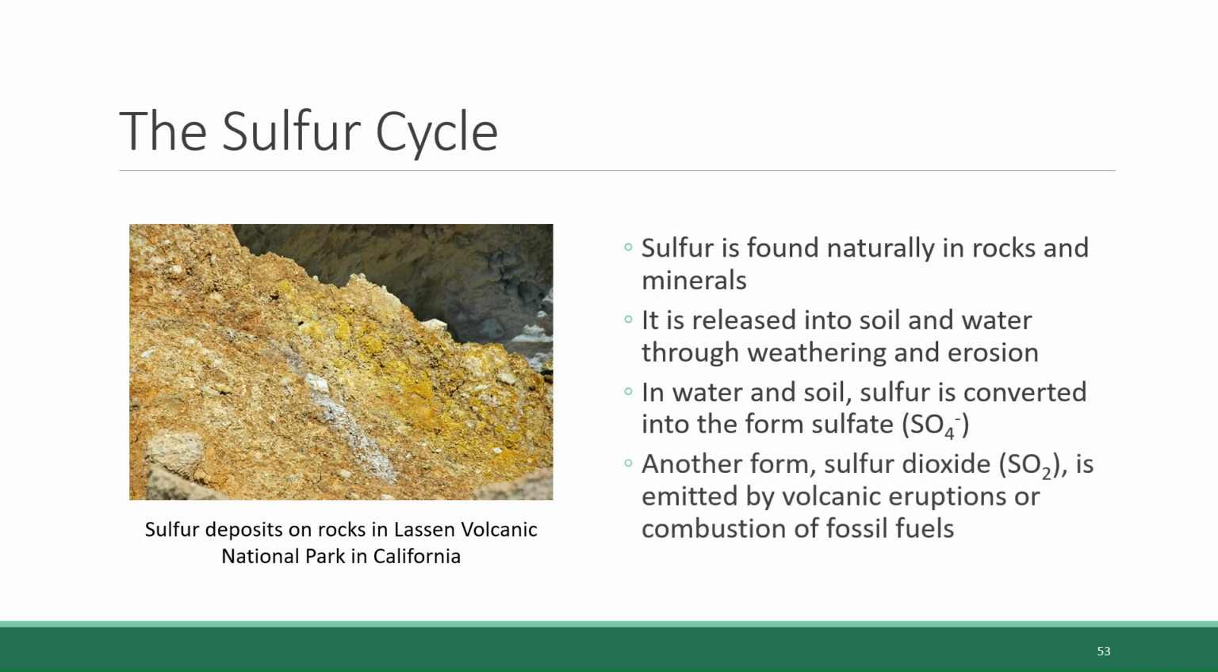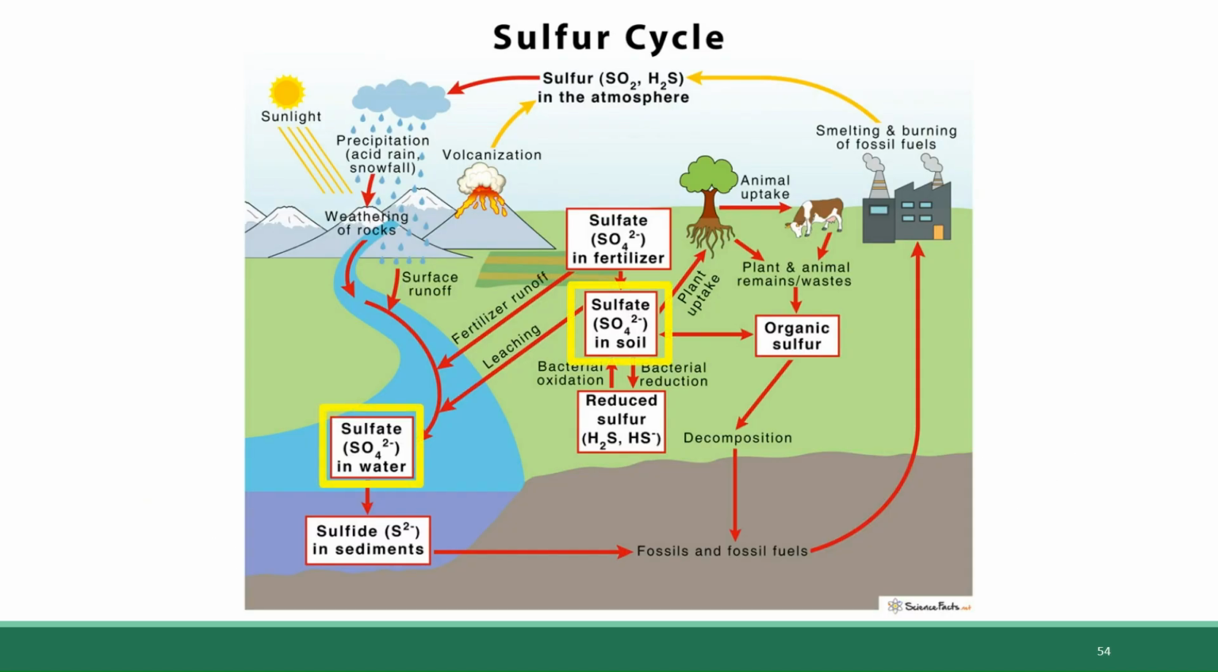Another form of sulfur, gaseous sulfur dioxide, or SO2, is also emitted into the environment not by the erosion of rocks, but by volcanic eruptions as well as the combustion of fossil fuels.